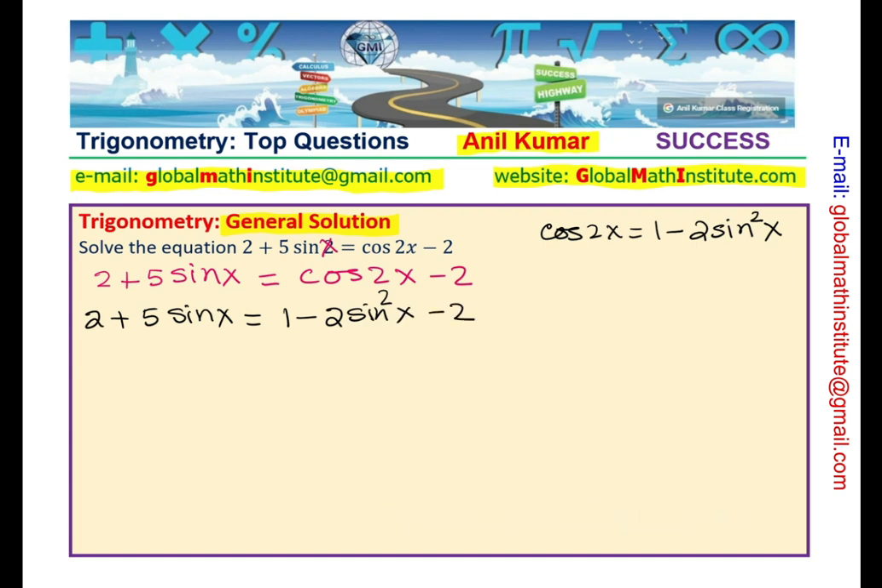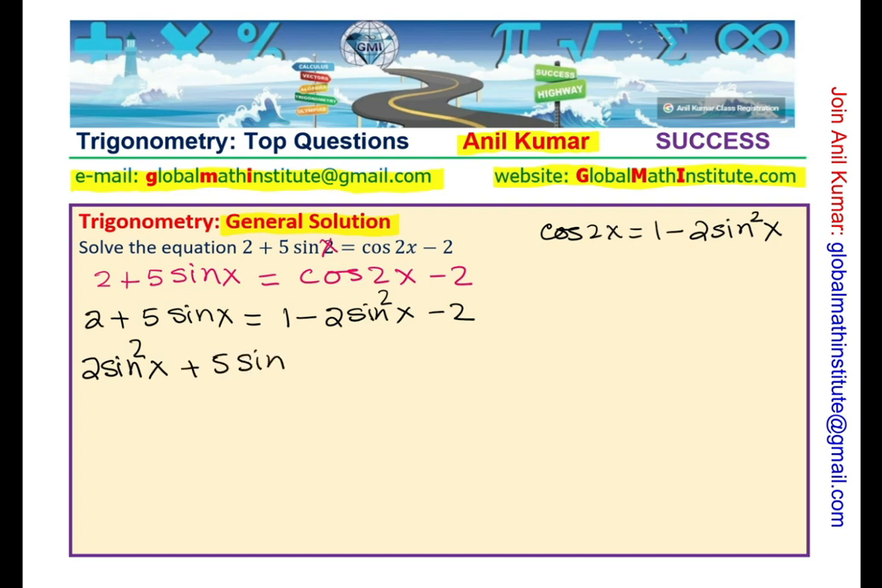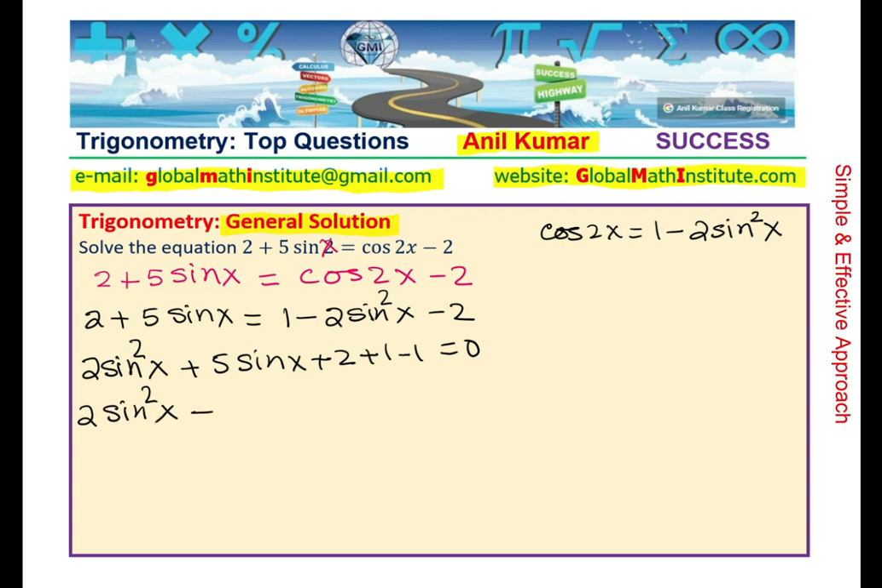Bring all the terms to the left hand side, you get 2 sine square x, and then we get 5 sine x. Let's write down the numbers, plus 2. This 2 also gets added, and then minus 1 equals 0. So we have the quadratic equation 2 sine square x plus 5 sine x plus 2, and 4 minus 1 is 3, right?